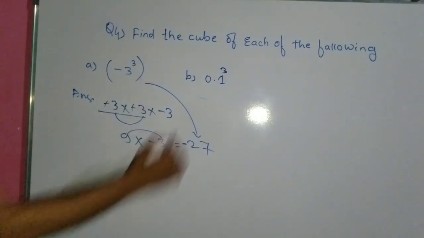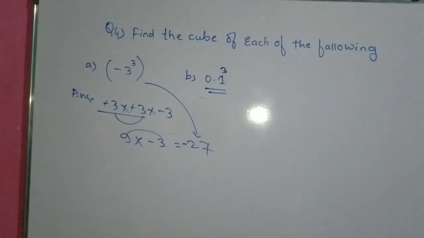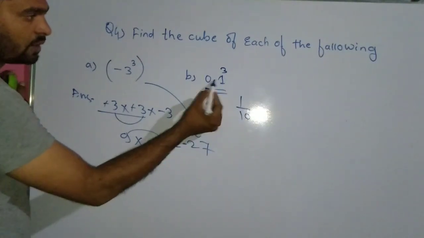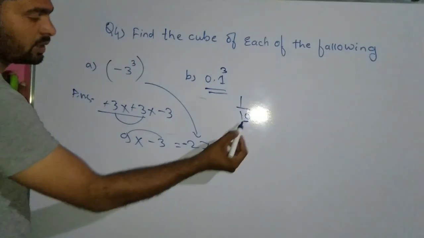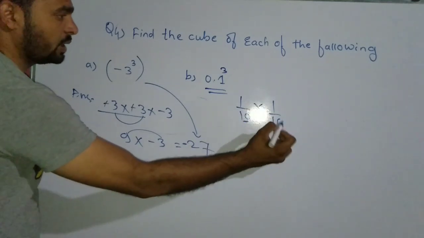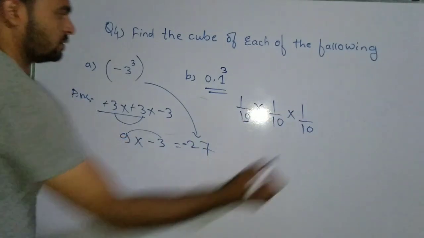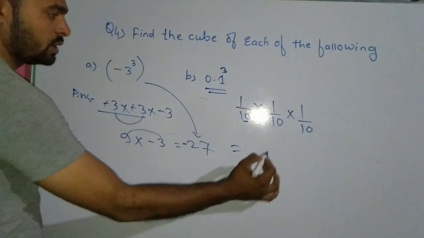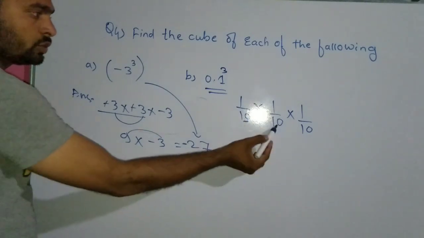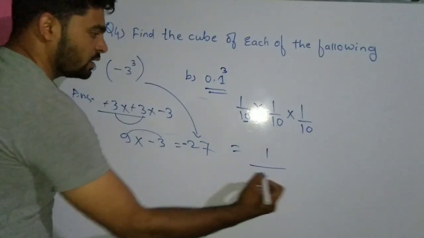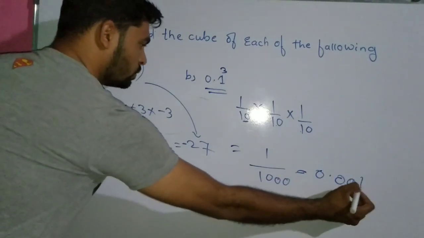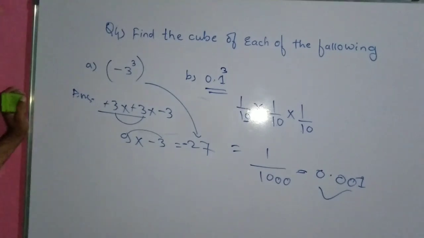Here, part B, the cube of 0.1. The cube of 0.1 simply means 1 divided by 10, because after the point there is 1 digit. So we write 1 divided by 10 multiplied 3 times, as we know in cubes. So 1 1s are 1, 1 1s are 1, our answer will be 1. Then 3 zeros after the point, so we can write it like this: 0.001 is our answer. Now next question.